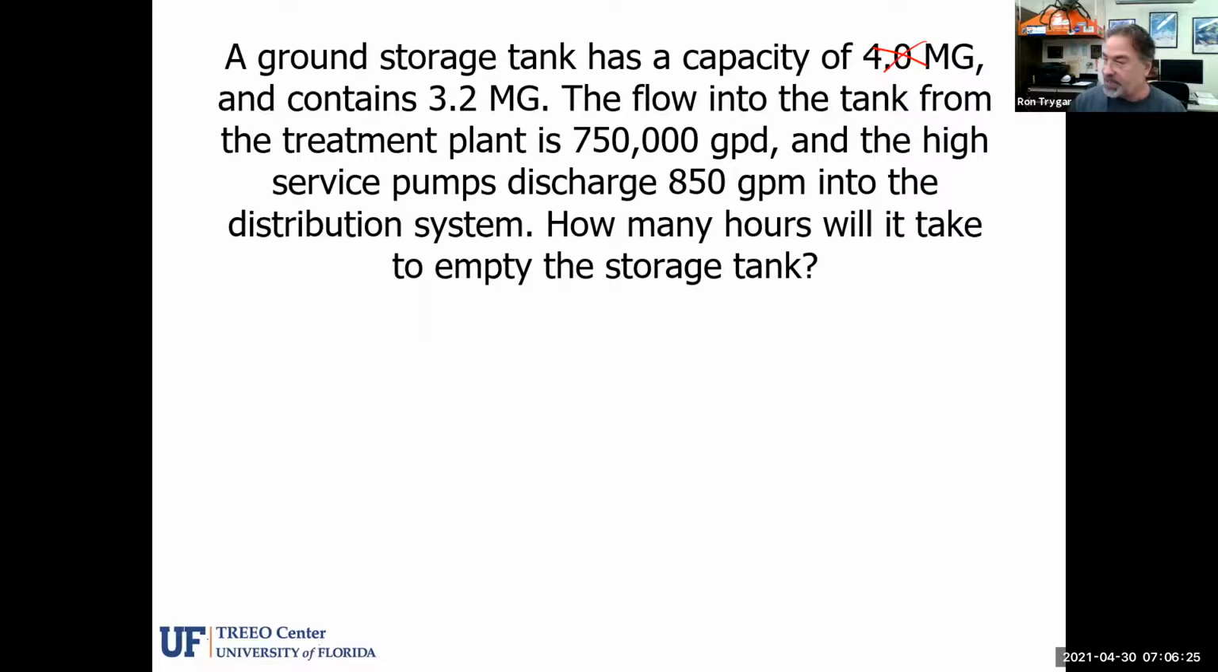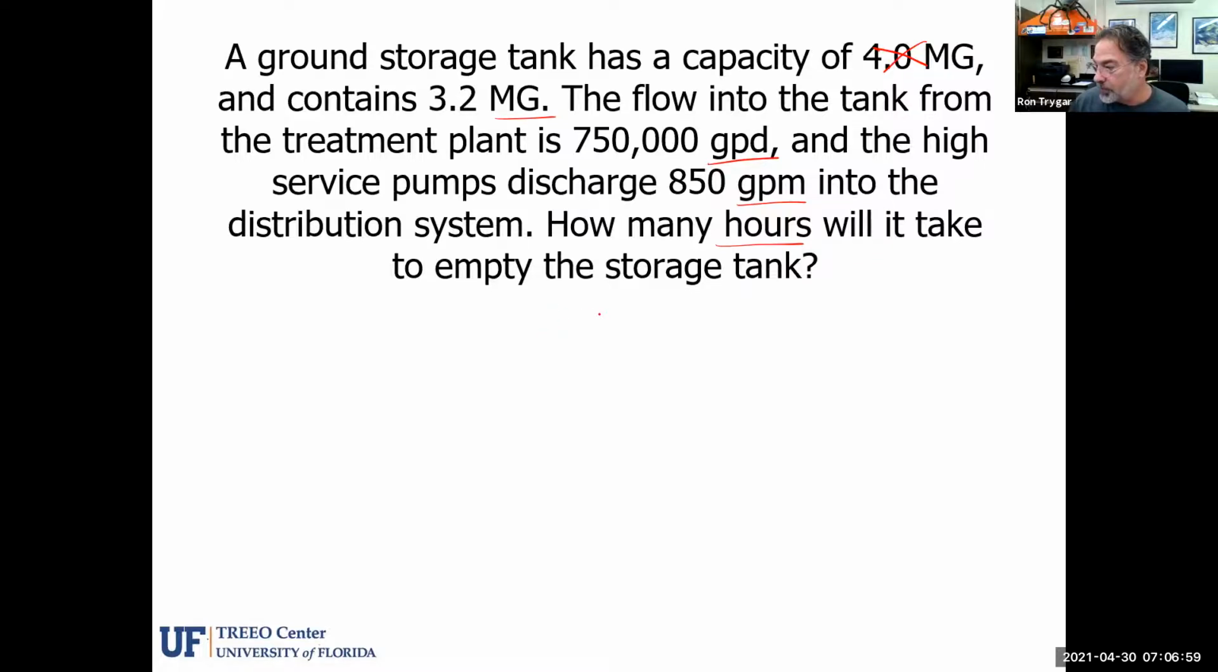The flow into the tank from the treatment plant is 750,000 gallons per day, and we have a flow out of the tank at 850 gallons per minute. So notice we've got different units here, actually three separate units showing. We've got gallons per day, gallons per minute, and million gallons. There are a lot of different units being thrown around here, and we want our answer to be in hours. So actually that's 4 different units that we're working with. So let's go ahead and just dissect this piece by piece.